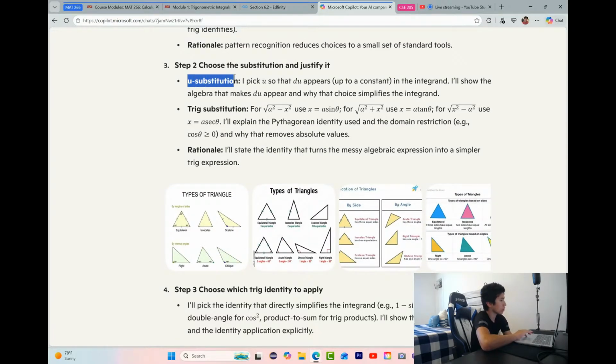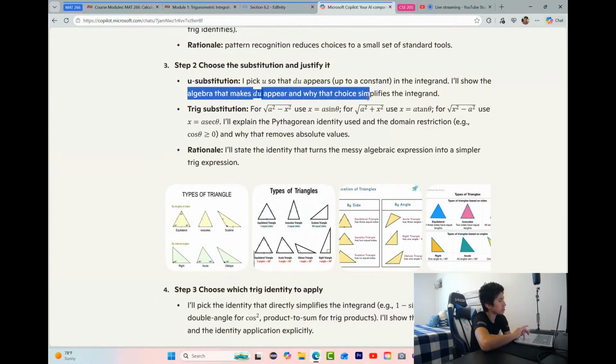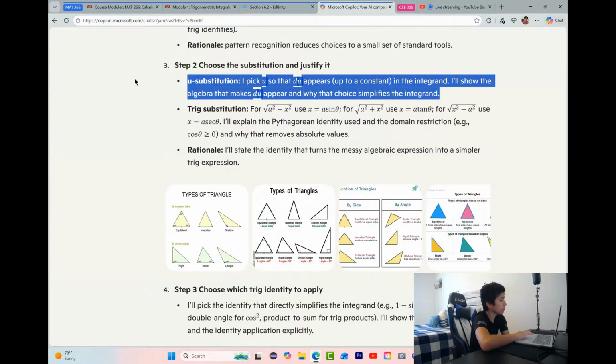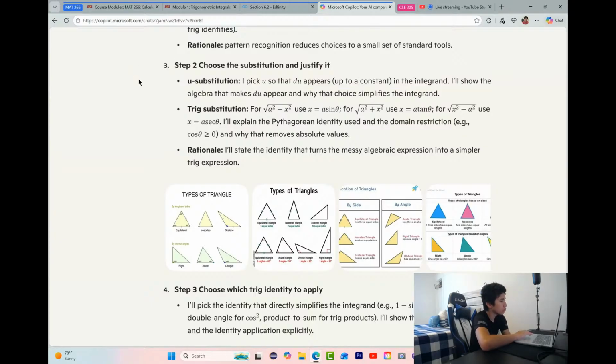Step 2, choose the substitution and justify it. So it will choose u substitution. It'll pick u so that du appears in the integrand, up to a constant, so the derivative should be constant. It will show me the algebra that makes du appear and why that choice simplifies the integrand. So u substitution is essentially algebra. That's very important to understand. It's not a lot of calculus. It's hard algebra, but it's just algebra. And the purpose of using u substitution is to simplify the integrand, the function in the integral.